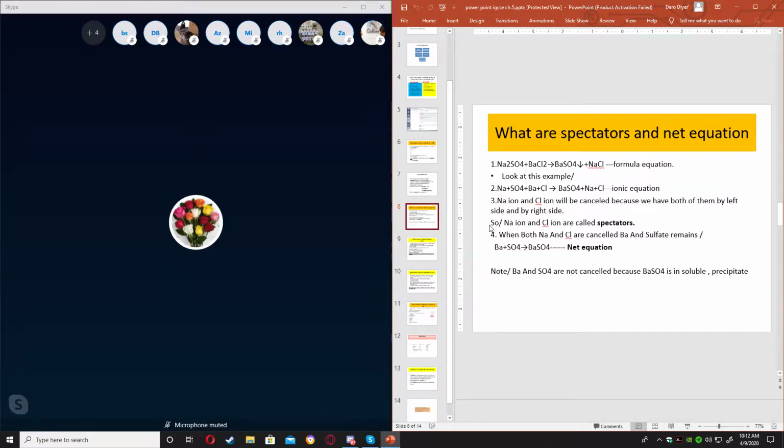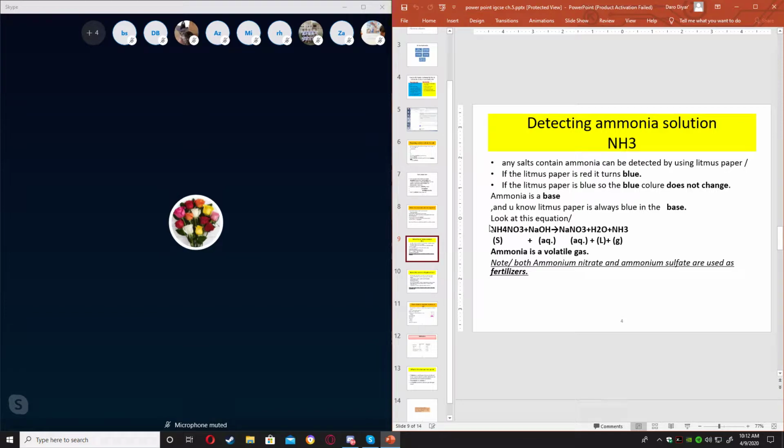So I also sent you an image of my whiteboard. I explained everything. You have it on your Google Classroom, yeah? So please go through that also for the ionic equation. Do you have any questions about spectators and net equation? Let me hear. No. Okay, very good. So those are spectators and net equation.